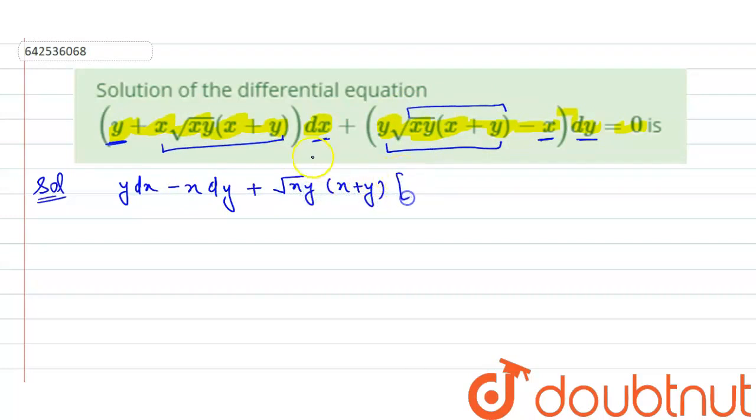Now what are we left with? We are left with x dx from this bracket, and from this bracket we are left with y dy, so plus y dy is equal to 0. Now divide throughout by y square. So what will you get?